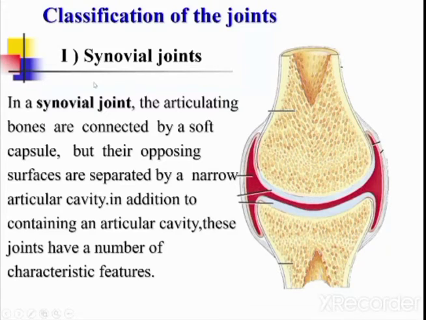Now, in a synovial joint, the articulating bones are connected by a soft capsule, but their opposite surfaces are separated by a narrow articular cavity. This is the cavity between the bones. In addition to an articular cavity, these joints have a number of characteristic features.